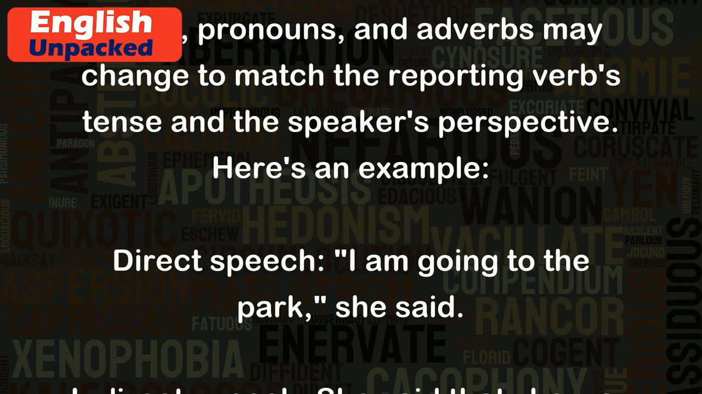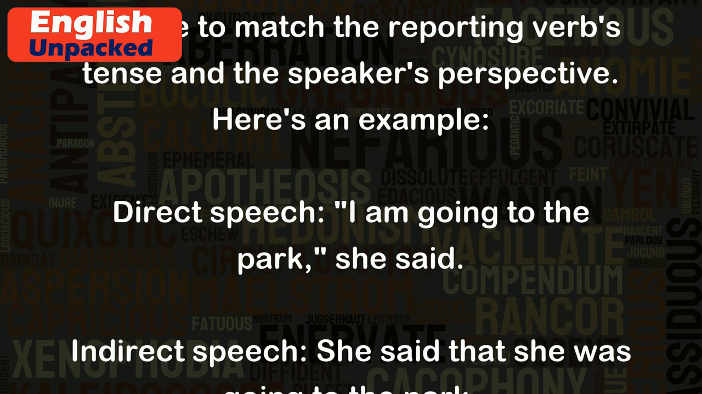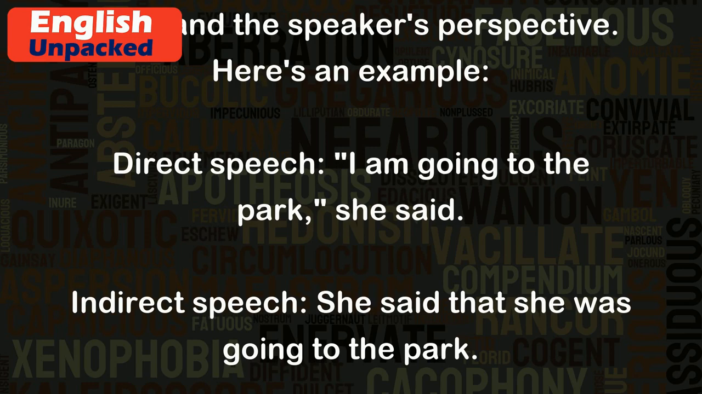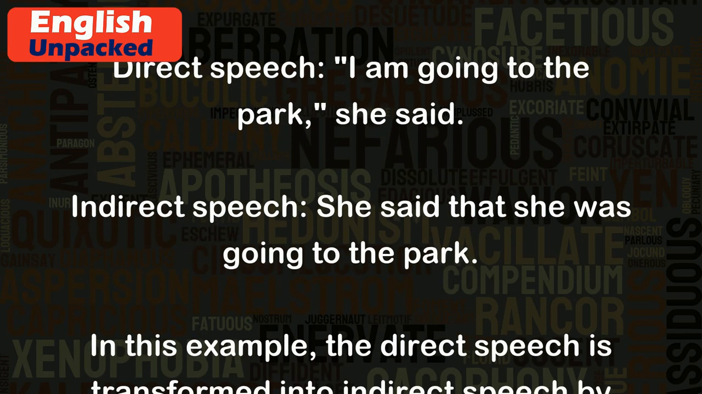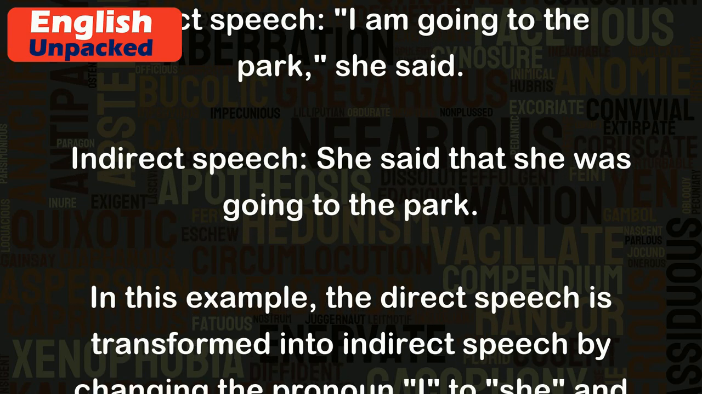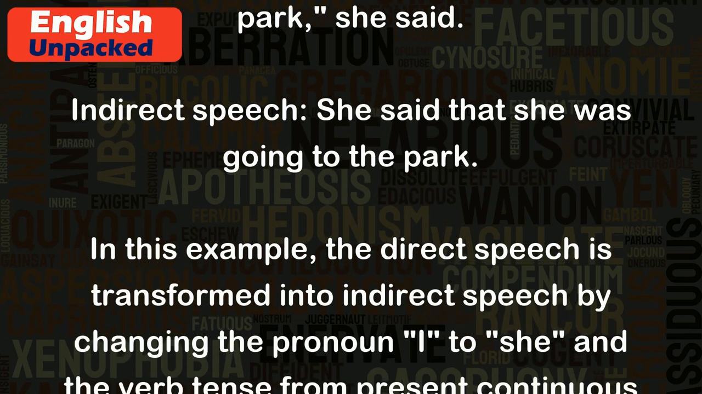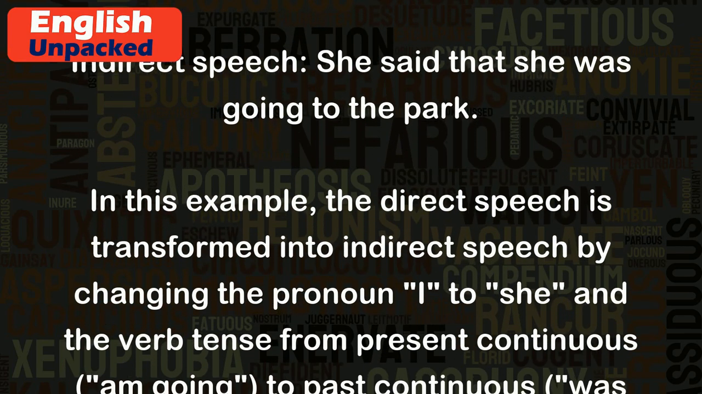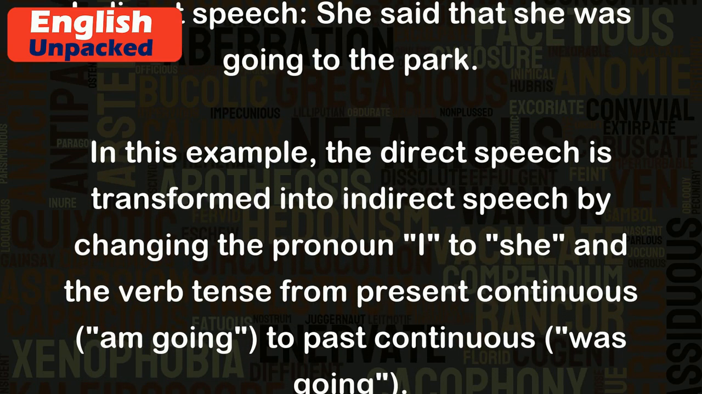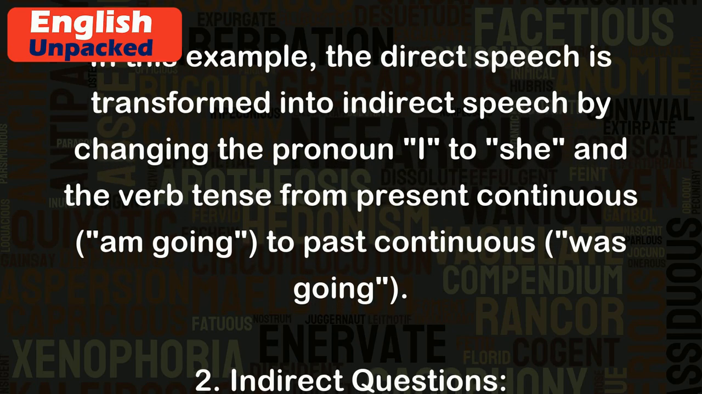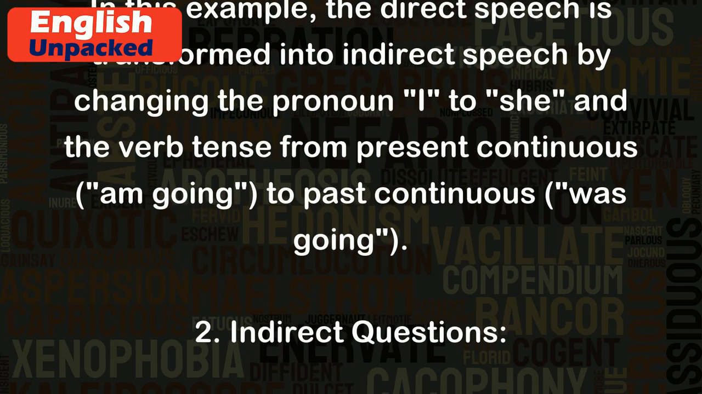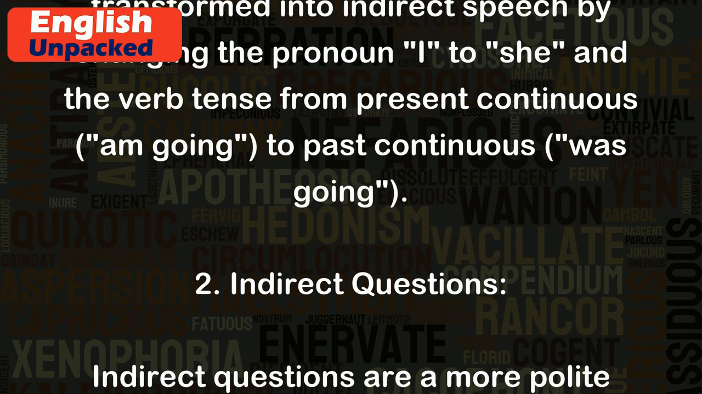Here's an example. Direct speech: "I am going to the park," she said. Indirect speech: She said that she was going to the park. In this example, the direct speech is transformed into indirect speech by changing the pronoun I to she, and the verb tense from present continuous, am going, to past continuous, was going.